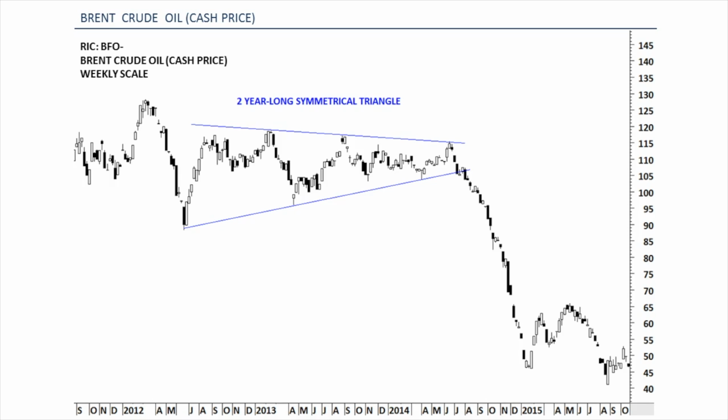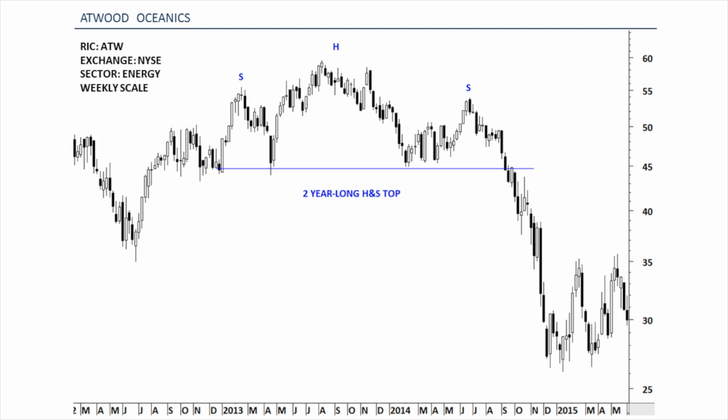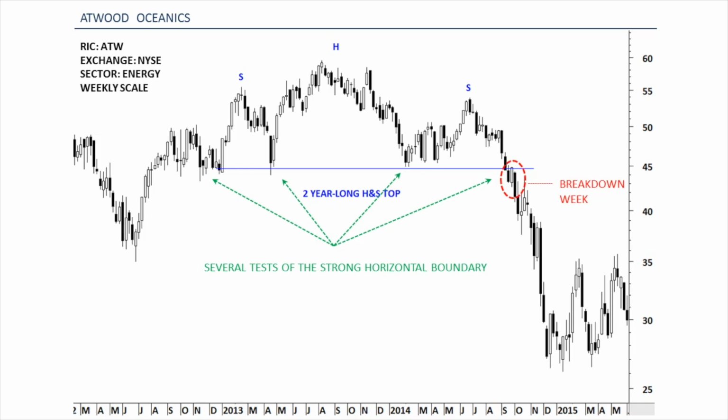In the middle of 2014, energy prices were at the verge of a major directional move. Brent crude oil cash price was forming a 2-year-long symmetrical triangle, and the breakout of the lengthy consolidation was about to take place. Several stocks in the energy sector formed well-defined trading ranges. Breakdown of the symmetrical triangle on the Brent crude oil resulted in the completion of major chart patterns on energy sector equities. Atwood completed a 2-year-long head and shoulder top reversal chart pattern. The horizontal boundary was tested several times before the breakdown took place. Breakouts or breakdowns from chart patterns with horizontal boundaries are usually reliable.